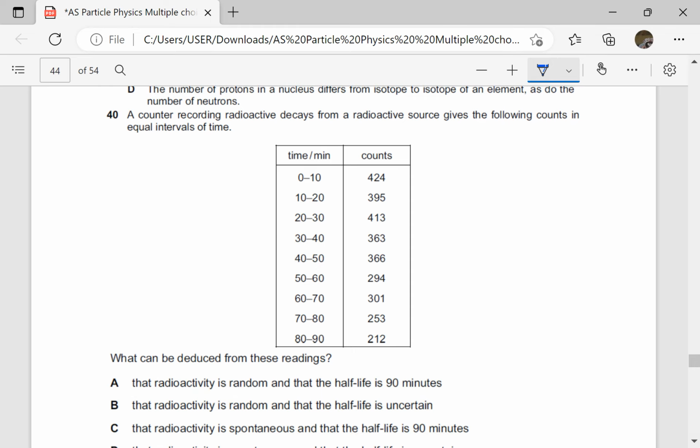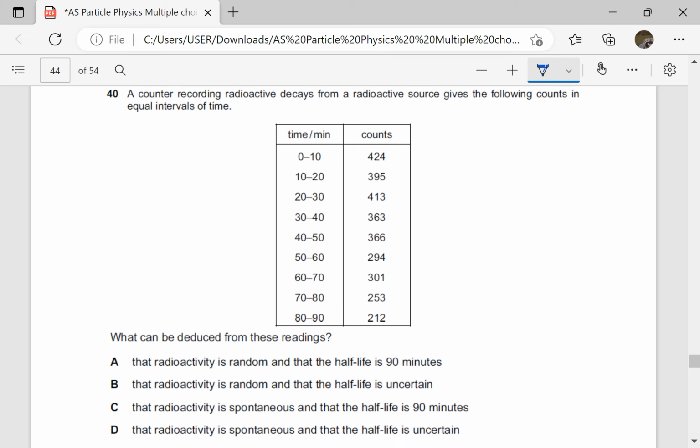A counter recording radioactive decays from a radioactive source gives the following counts in equal intervals of time. 0 to 10, the count is 424. 10 to 20 is 395. 20 to 30 is 413. 30 to 40 is 362. You see that the time intervals are the same. It is a time interval of 10 minutes. But you see that the counts are actually different. That is because radioactivity is random.